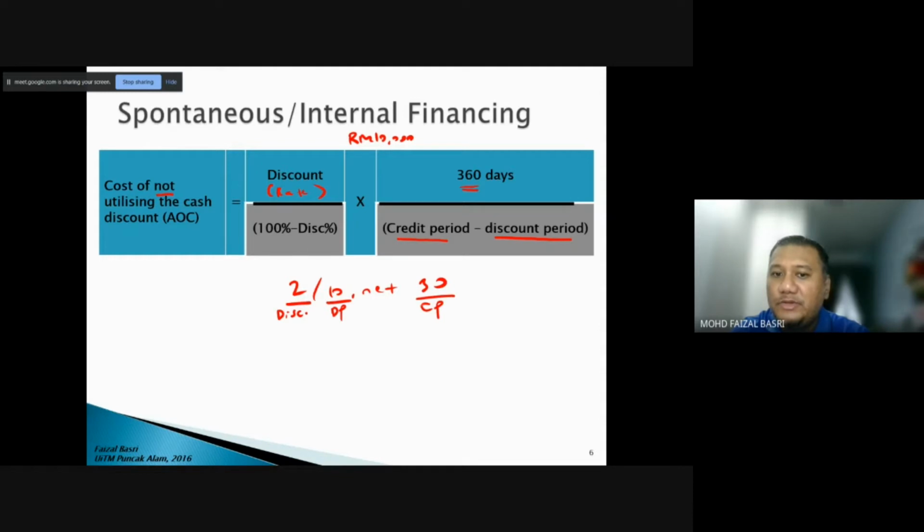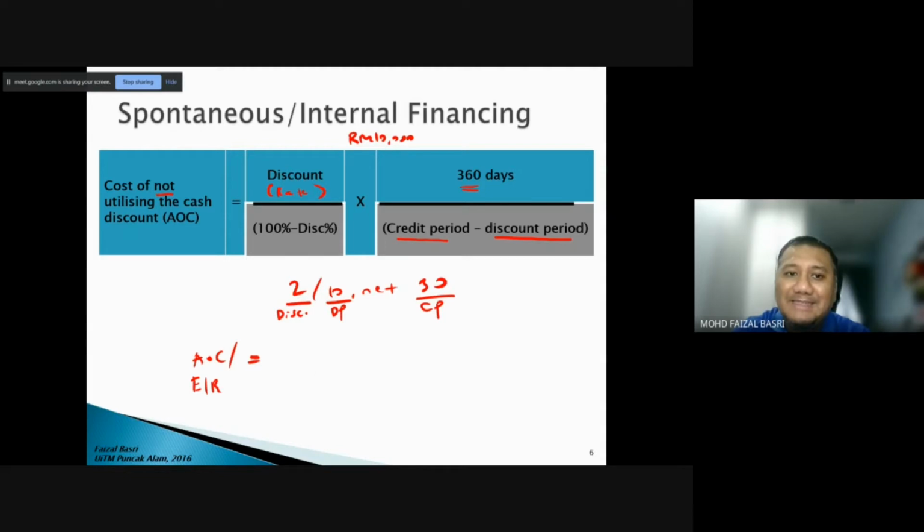Okay, if you cannot recall which is which, always the bigger number minus the lower number for this part. Anyway, we call them AOC, or sometimes we just call them EIR, effective interest rates for internal financing.